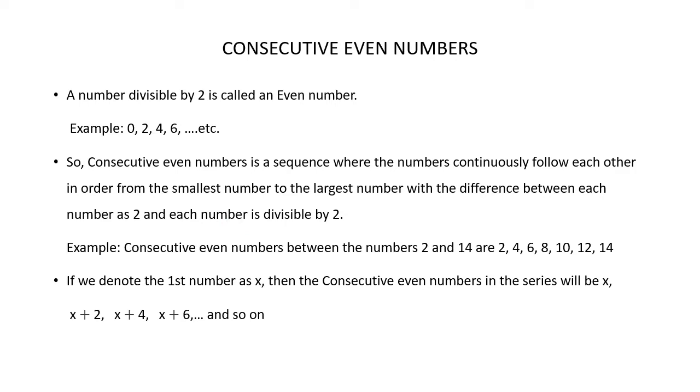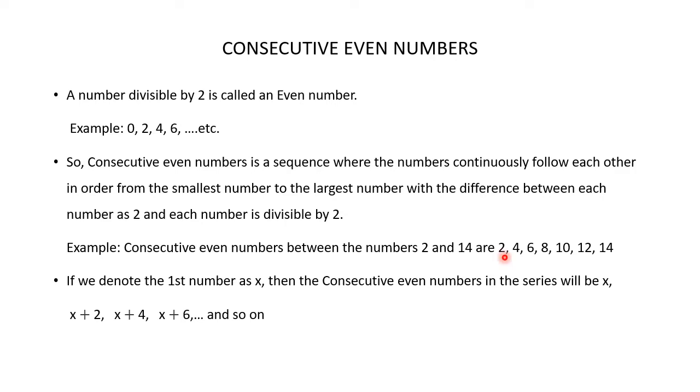What does this mean? It means that consecutive even numbers is a sequence where the numbers follow continuously from the smallest number to the largest number. The difference between two numbers is 2, and each number is divisible by 2. Let's understand this with an example. Consecutive even numbers between the numbers 2 and 14 are 2, 4, 6, 8, 10, 12, 14.